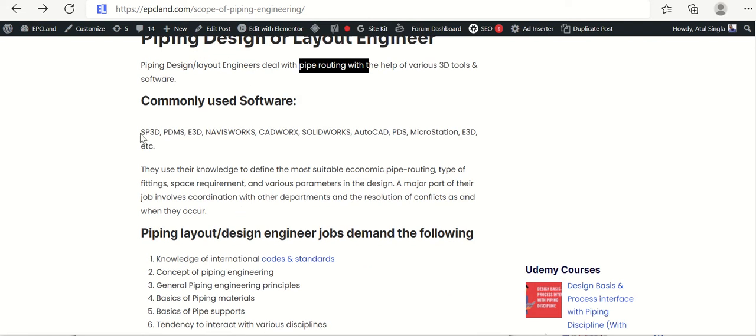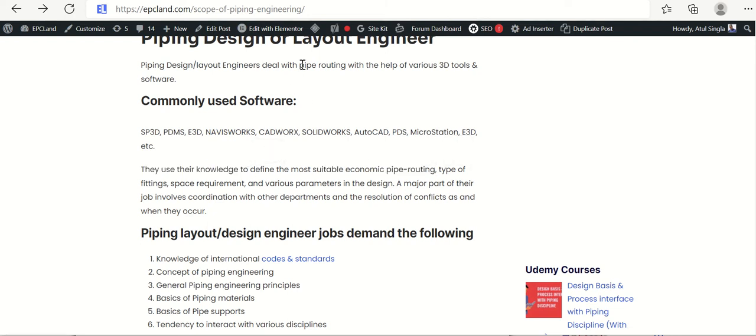Then they commonly use a lot of software. For example, SP3D is there, PDMS, E3D, right? So these softwares are for 3D modeling. Navisworks or SPR, you can say those softwares are for reviewing the 3D activities. So they use their knowledge to define the most economical pipe routing.